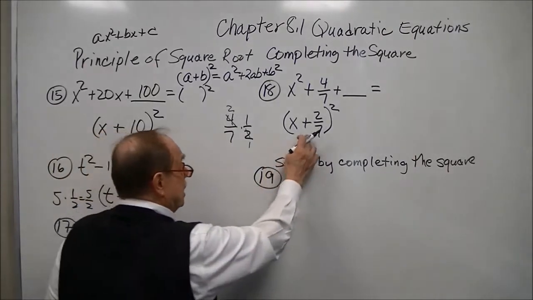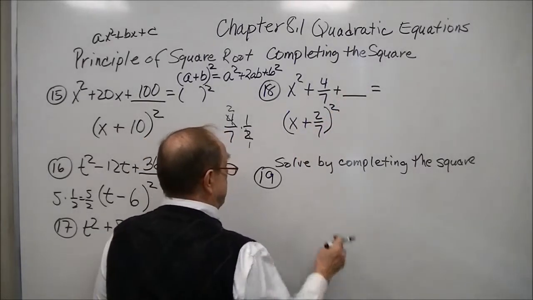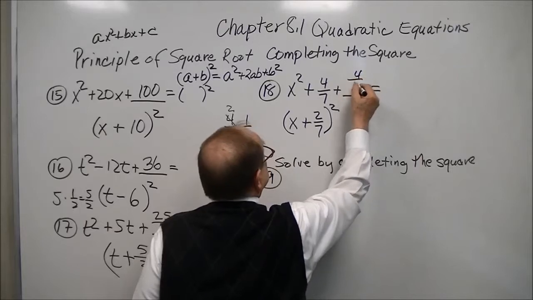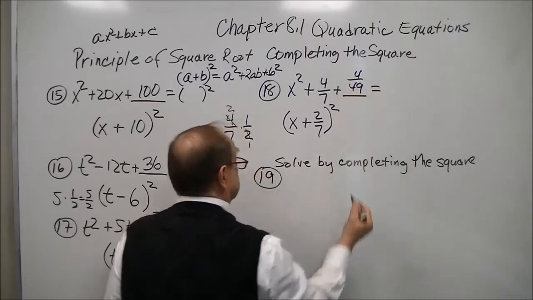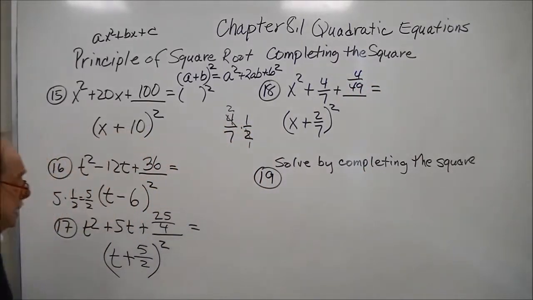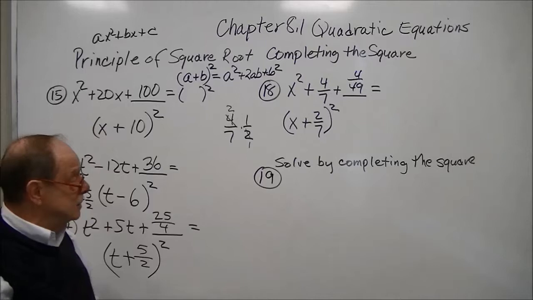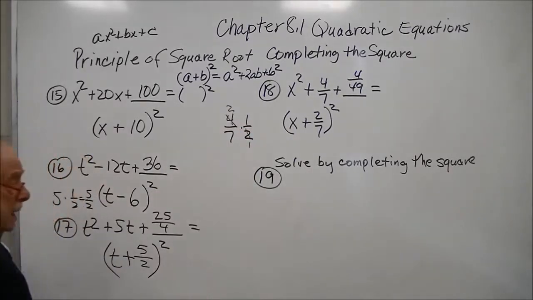And then what will our C term be? Well, we're going to square this. 4/49. Again, not too bad. And this is a little technique I developed over the years, and I would teach it to my students. And again, your teacher may have another method, and you may have your own too, but you want to be sure you get some results.